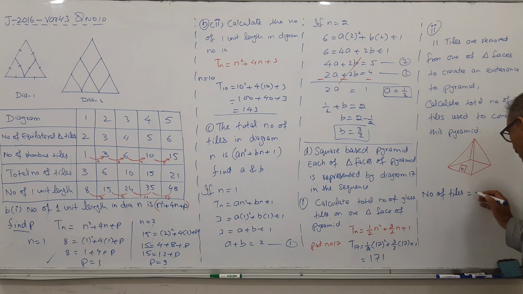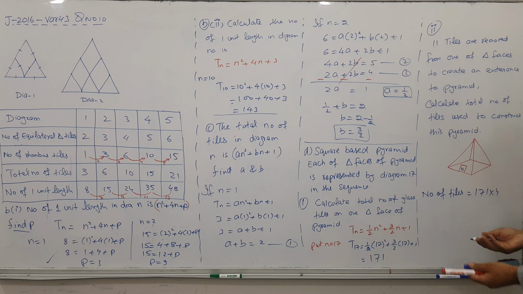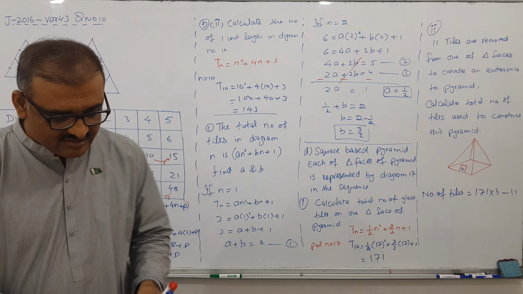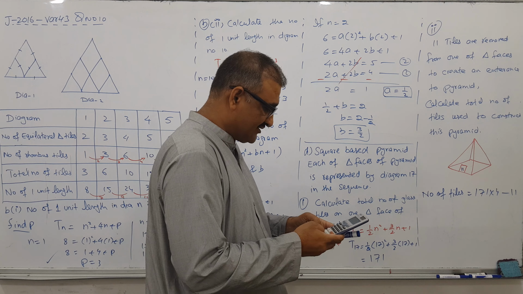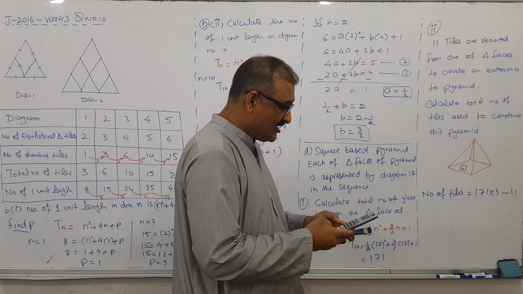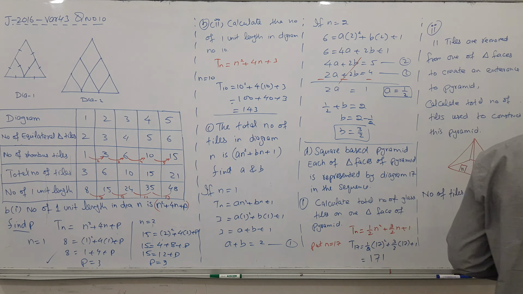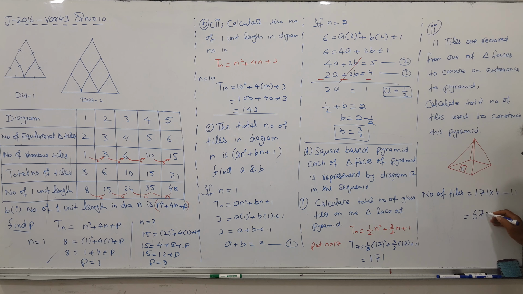How many? Okay. 171 into 4. Why into 4? What's the reason? Because one face, second, third is this one, and 4 the back one. So 4 faces. And minus 11. Why minus 11? Because when we complete all 4, then we have to subtract 11 tiles. So into 4 and minus 11: 171 times 4 minus 11, answer 673 tiles required. 673 tiles required to make the square base pyramid diagram, and that's it, question finished.